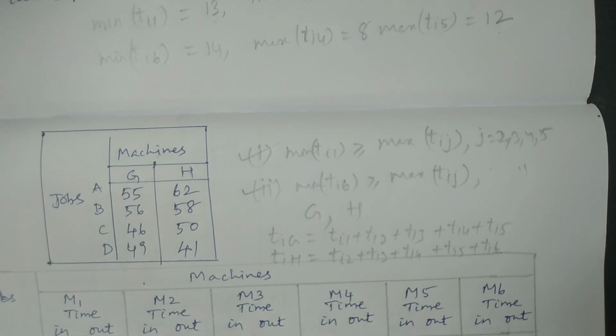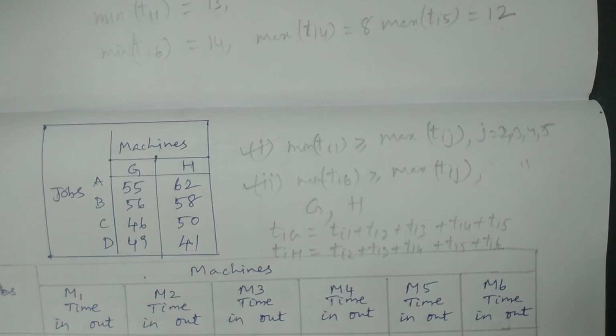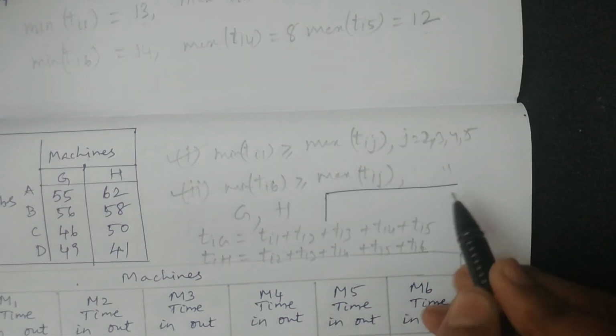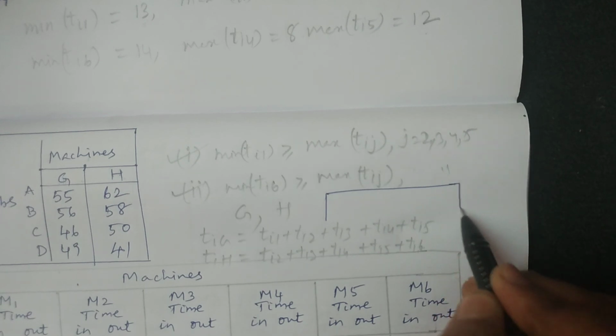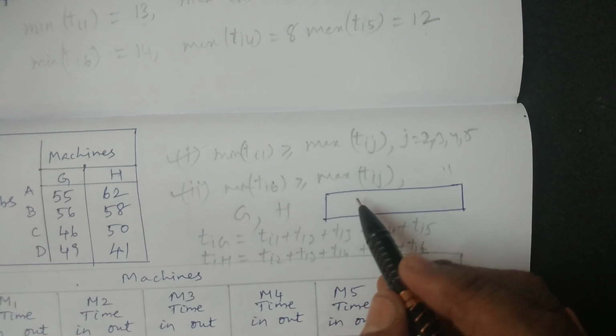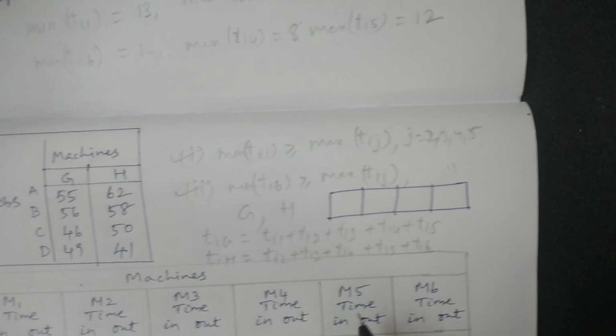We have created dummy machines purely to get the optimum sequence. So I'm calculating the optimum sequence here. What is the optimum sequence? I'm considering the optimum sequence for 4 jobs: 1, 2, 3, 4.